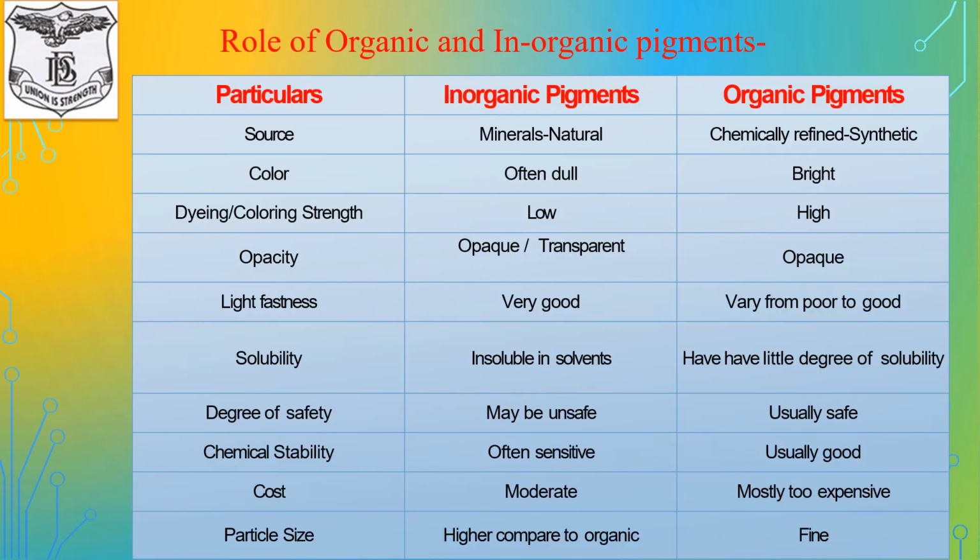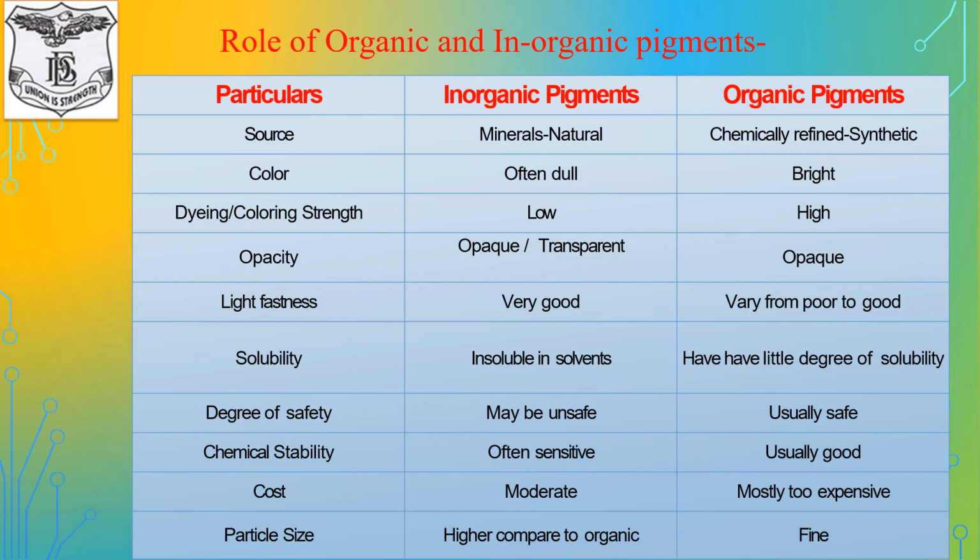Now we will discuss the role of organic and inorganic pigments as per the source, as per their characteristics and as per their physical and chemical properties. So in particular, inorganic pigments and organic pigments. Source of the inorganic pigment: they are minerals, natural, and organic pigments are chemically refined or synthetic. Color: inorganic pigments are often dull as compared to organic pigment. Organic pigments are bright in nature. The tinting strength or coloring strength of inorganic pigment is low because they are dull in nature, and organic pigment is very high because they are bright.